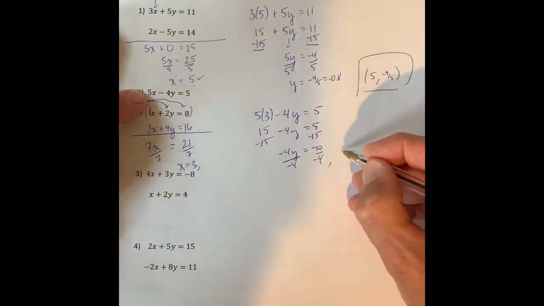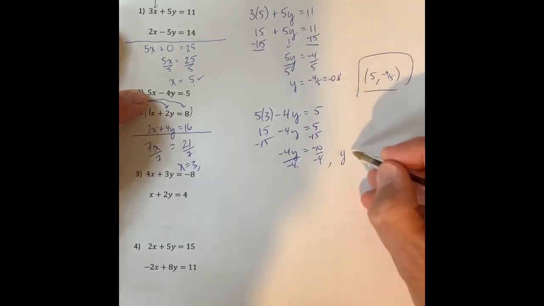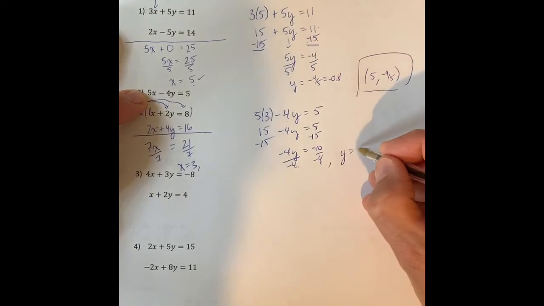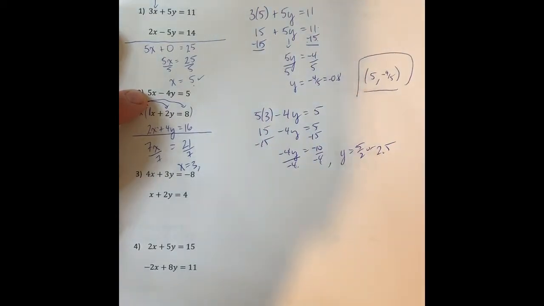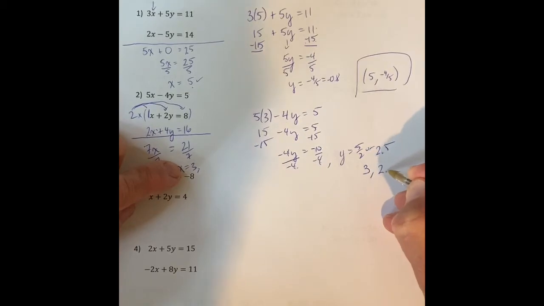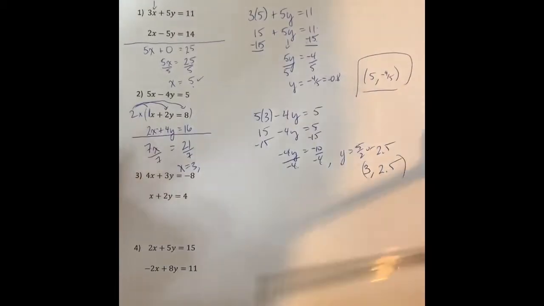So I'm going to work to the right here. Minus 4 divided by minus 4 is 1. Negative 10 divided by minus 4 is going to be, well, 5 over 2, or 2.5. Let's give our answer in decimal form, just to do something different. So our x is 3, y is 2.5. At this point, I want you to practice keeping on going.